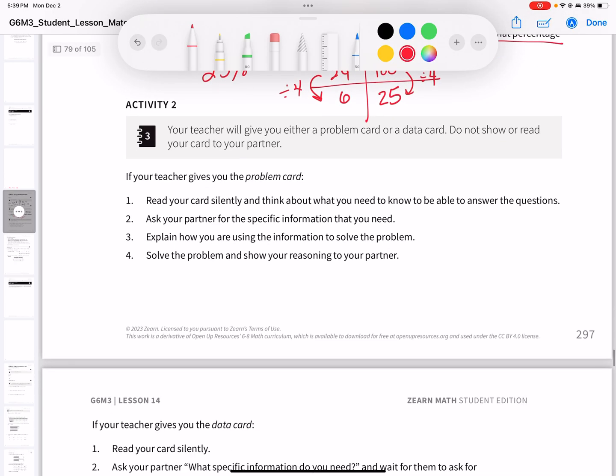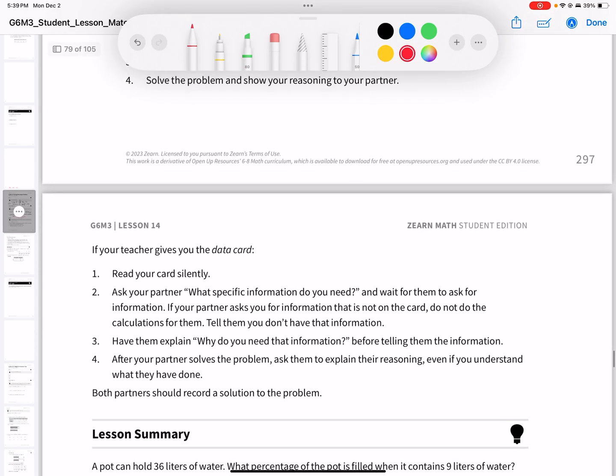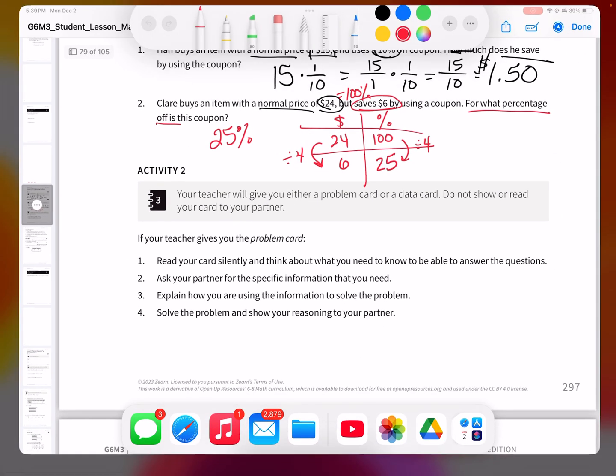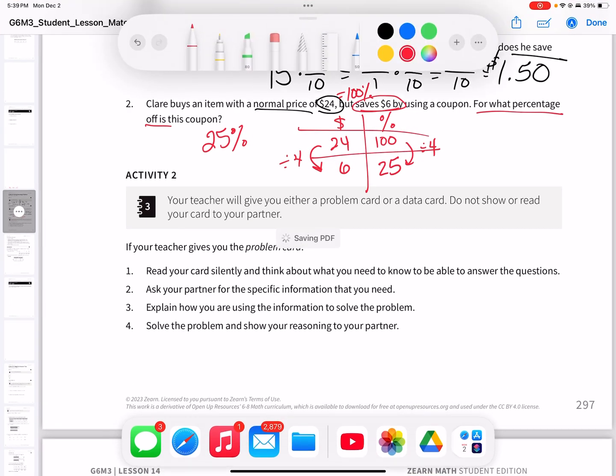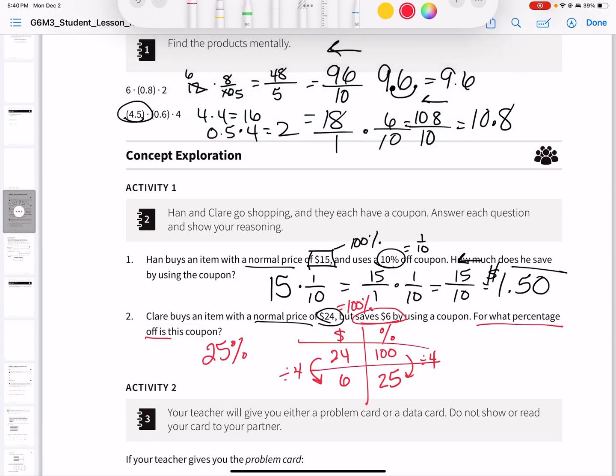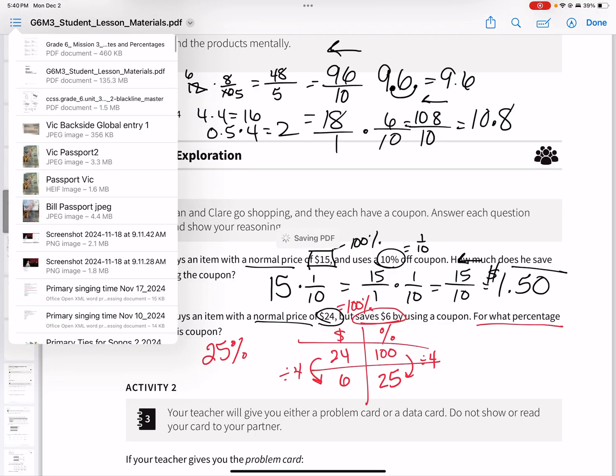All right, for activity 2, you're going to get a problem card. And then you're supposed to solve for the problem card. That's what we're going to do right now. I'm going to show you one of the cards. You need to find some blank space in your notes to write all of this stuff down. Oops, that's not what I wanted to do. I wanted to do that and go here and go here.